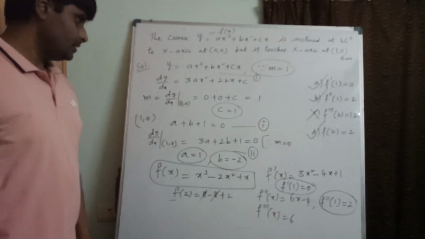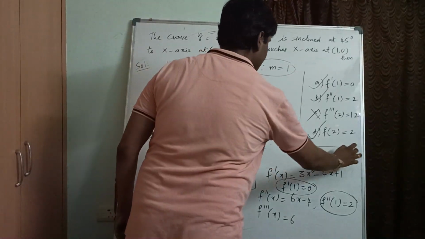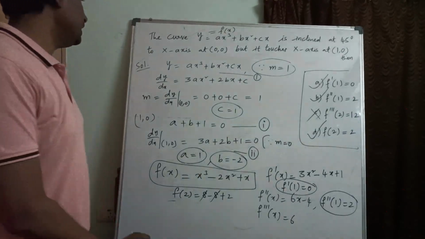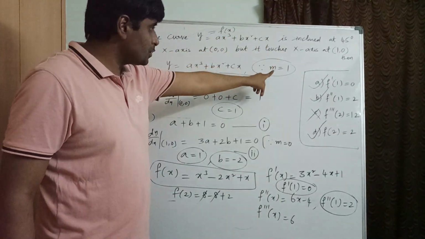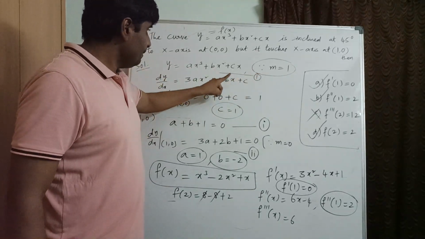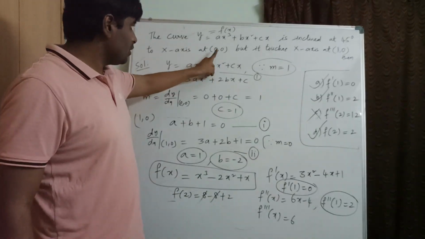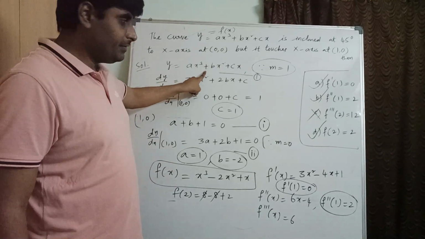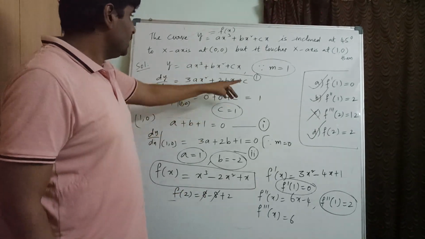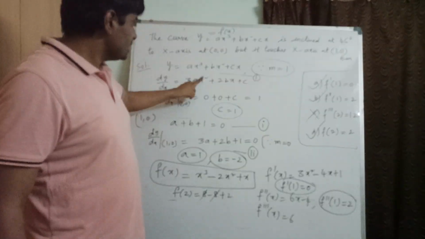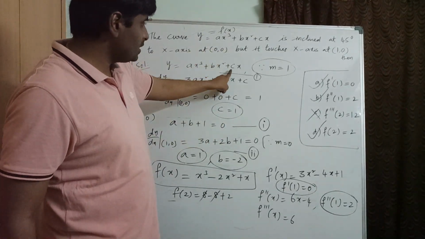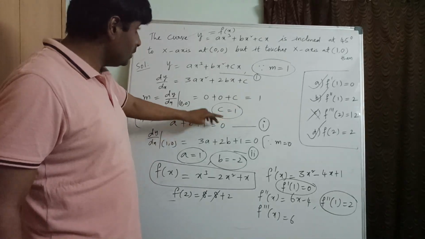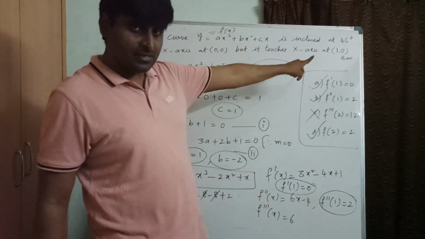Right? So hope you understood. First you differentiate. This curve is inclined at 45 degrees, so the slope is 1, at (0, 0). So (0, 0) lies on this also. Now the slope is 1. Differentiate this, substitute (0, 0), equal to 1. From that we will get one constant value, c equal to 1. And also it is touching at (1, 0).